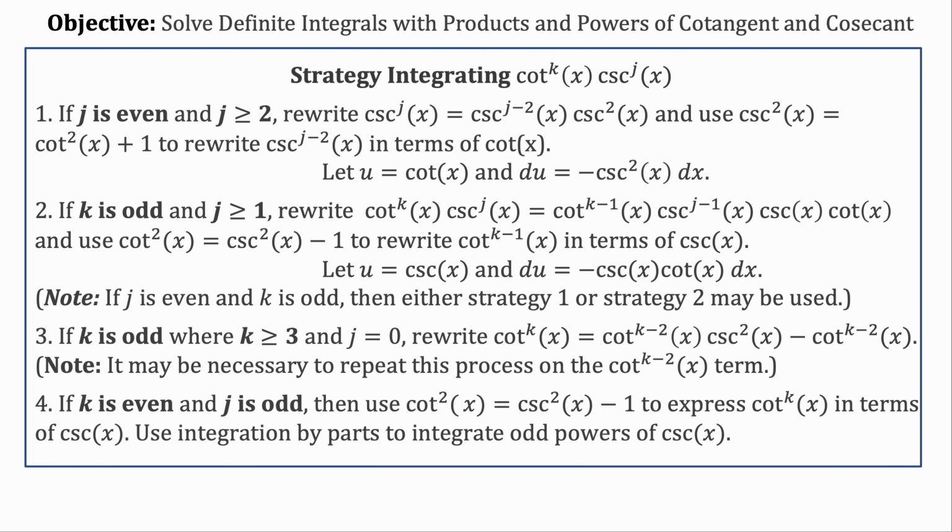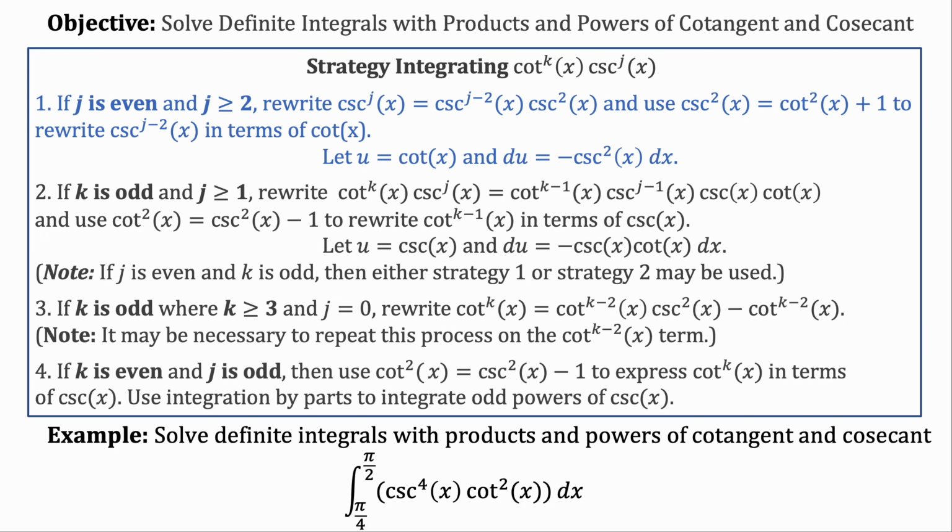Now, the strategy for integrating a product of powers of cotangents and cosecants can be pretty complex. There are four main strategies that you see here. Basically, just remember, check what is the power on my cotangent. We've used a K to designate that. What is the power on my cosecant? We've used a J to designate that, and then find which strategy applies to your particular situation.